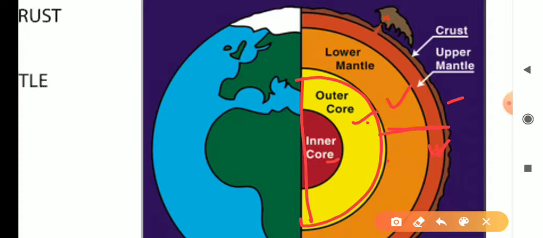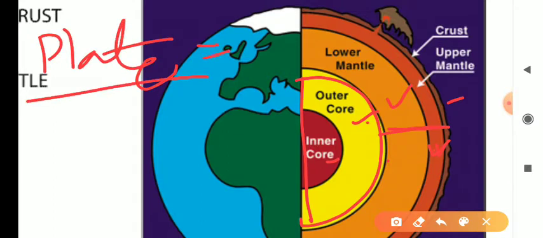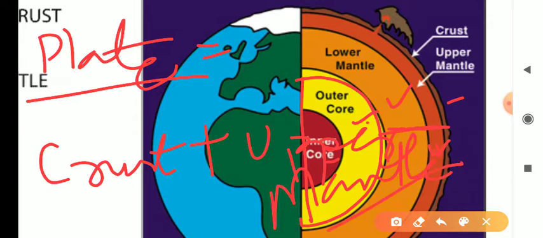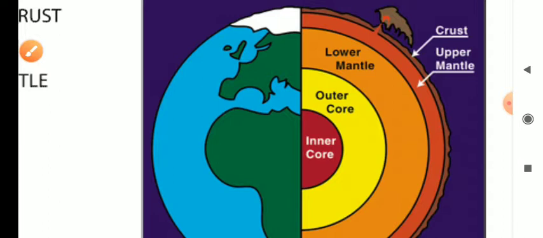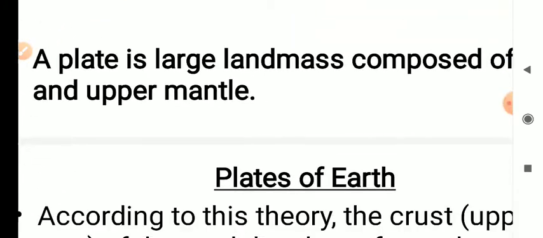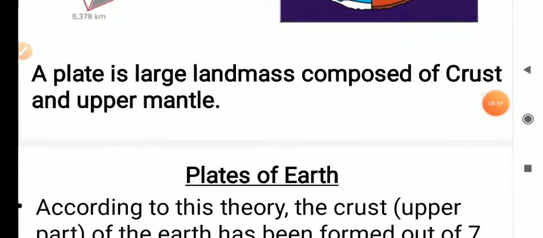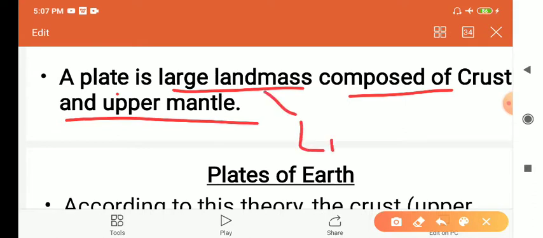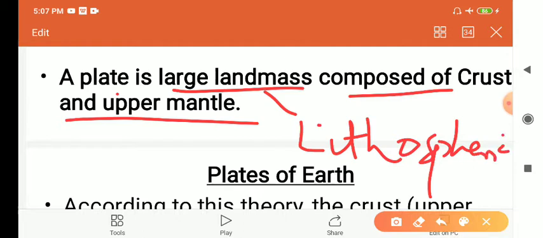Now, so this is crust and upper mantle. So what is a plate? Plate is crust plus upper mantle, because upper mantle is solid, okay. So plate is a lithospheric slab. You have seen slabs of ice, ice slabs we use. That is called big slabs, okay, as big as a continent, plates. So I think plate is clear to you. A plate is a large landmass composed of crust and upper mantle, a large lithospheric slab, okay.